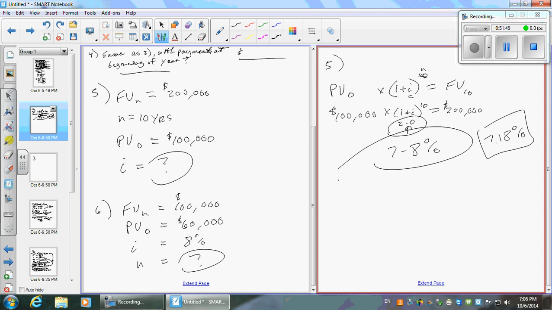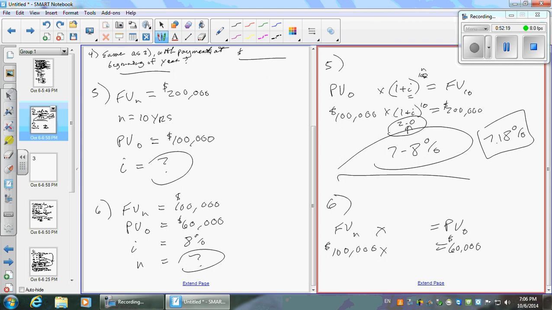It's exactly the same thing for 6. Let's do that one. What do we know? Now, let's set it up the other way this time, just for fun. I know the future value. Future value, some number of periods from now, is 100,000. You can set it up this way too, of course. And on the other side, I know the present value at time 0 equals 60,000. And you could have flip-flopped those. It doesn't make any difference.